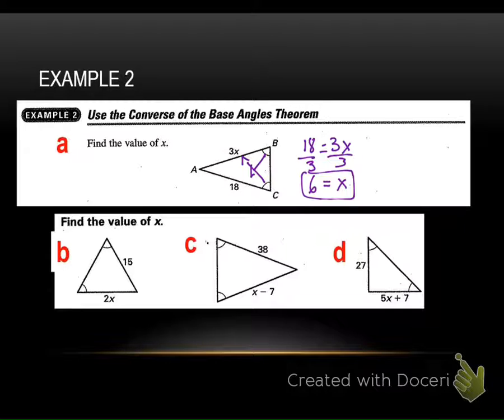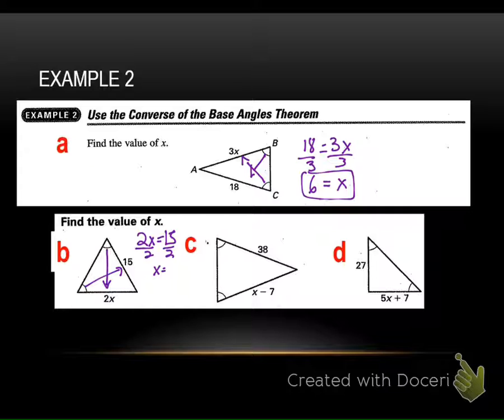Okay, on our next one here, we see we have two congruent angles. It's shown by the congruent angle marks. So you see those little arcs? That means the sides opposite of them have to be congruent. So we have 2x equals 15. We need to solve for x. Divide by 2. X equals?